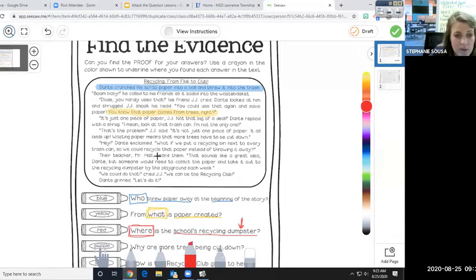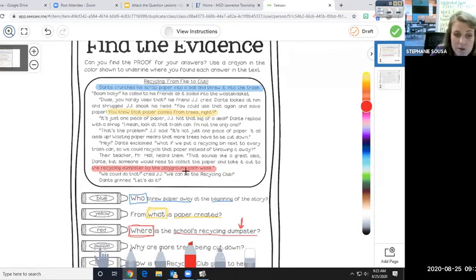Their teacher, Mr. Hall, heard them. That sounds like a great idea, Dante, but someone would need to collect the paper and take it out to the recycling dumpster. Ding, ding, ding, ding, ding. Where's the recycling dumpster? Let's keep reading. Recycling dumpster by the playground each week.